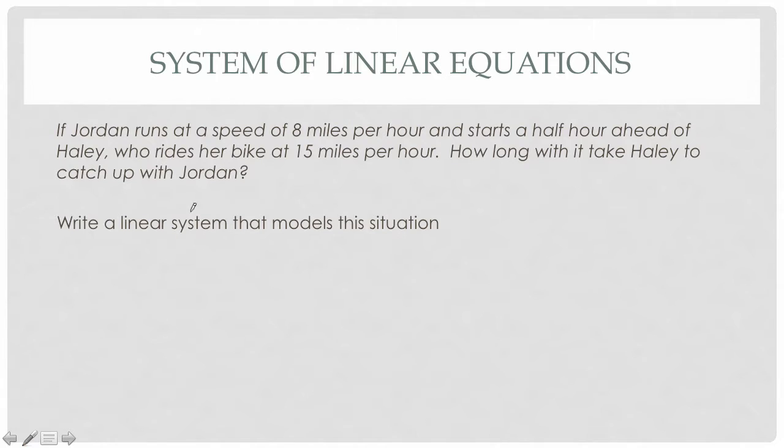Let's get my pen out. So we've got Jordan. Let's start writing with Jordan. He's running. He's got a rate of 8 miles per hour. So he is going 8 miles per hour. Plus he's already been starting. He started a half hour ahead of Haley. So for half an hour, if he's going 8 miles per hour, he's already gone 4 miles ahead.